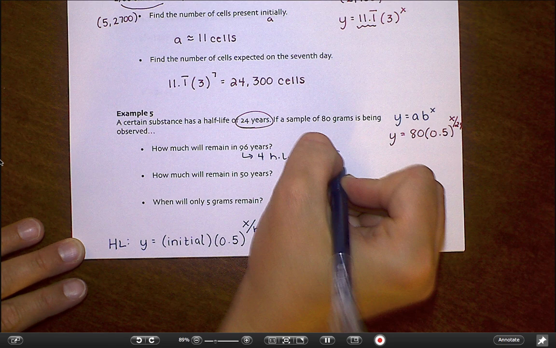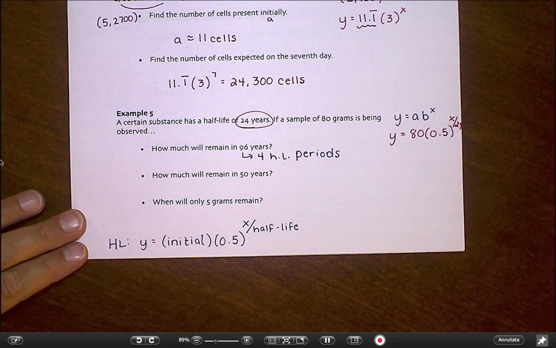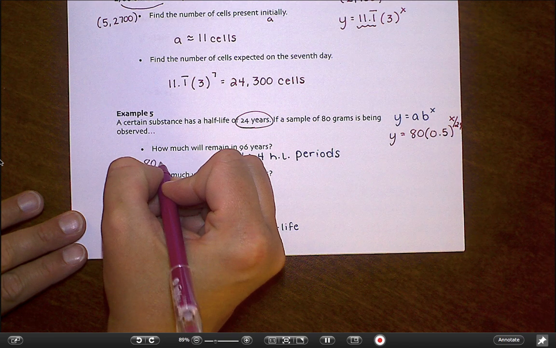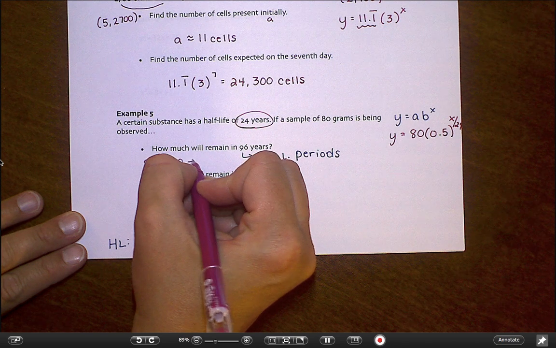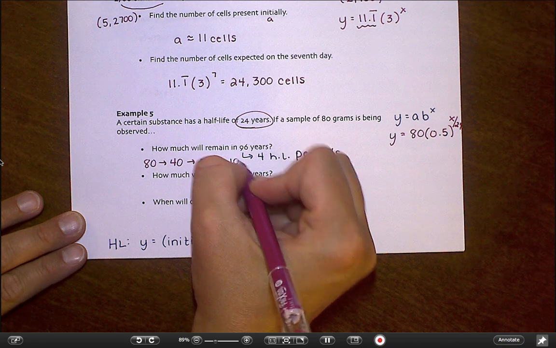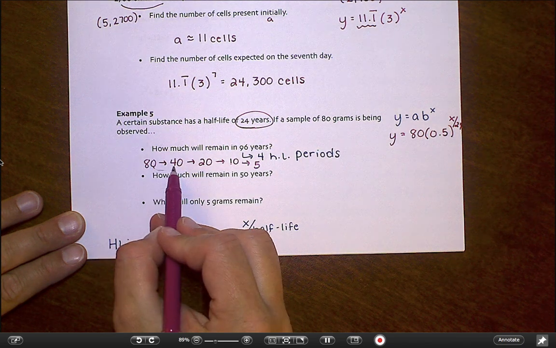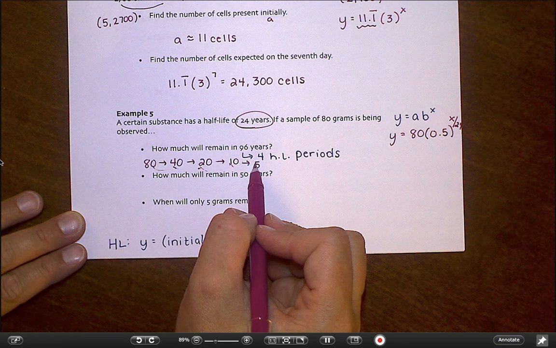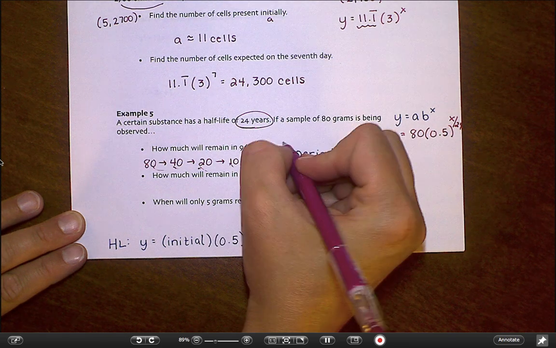In other words, we're going to cut in half 4 times, okay? So if I was working through this mentally, I would start with 80, and then I would cut in half once and go to 40, and then I would cut in half again and go to 20, then I would cut in half again and go to 10, and then I would cut in half again and go to 5. So here's 24 years, here's 48 years, here's 72 years, and here's 96 years. Okay? So 5 grams would be remaining.